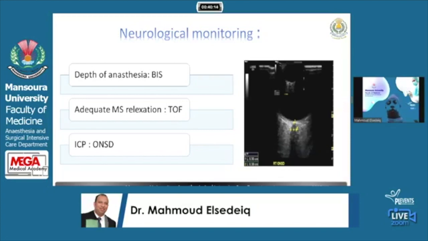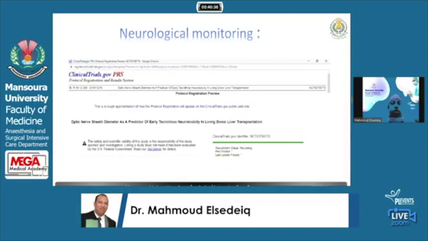There are multiple methods for monitoring intracranial pressure, either invasive or non-invasive. Unfortunately, the invasive method has multiple drawbacks, such as bleeding, as most hepatic patients have coagulopathy. So we use a non-invasive method like optic nerve sheath diameter. This trial is registered on clinical trials: optic nerve sheath diameter as a predictor of early tacrolimus neurotoxicity in living donor liver transplantation. It is still recruiting cases.